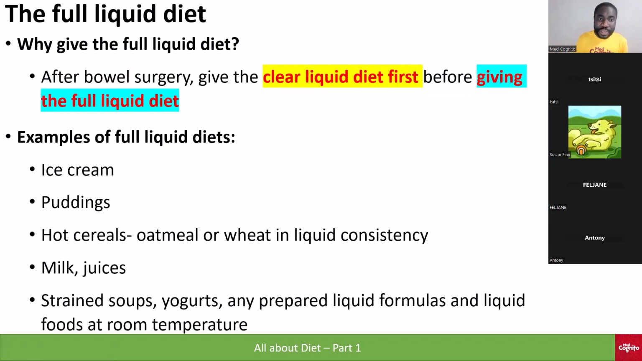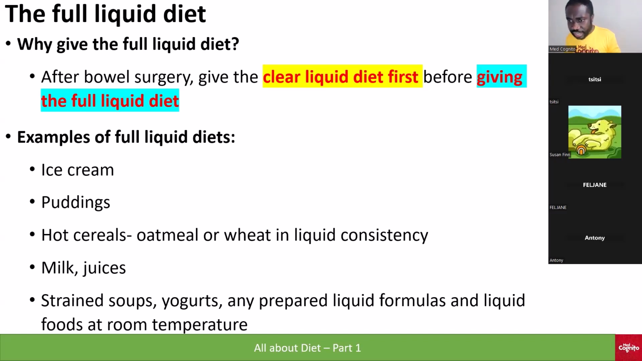All right? Now, after bowel surgery, usually you give clear liquid diet first before giving full liquid diet. So since we are on the issue of full liquid diet, I want to test your mind on what we did about clear liquid diet. Can somebody give me two examples of clear liquid diet? And then we come back to full liquid diet, because we've learned nothing by mouth, clear liquid diet, and full liquid diet. So can you give me examples of clear liquid diets, please?